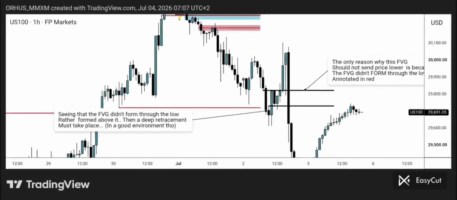Let me read it. Seeing that the fair value gap didn't form through the low, but rather formed above it, a deep retracement must take place, in a good environment, though. Yes, in a good environment, meaning environment selection. Sorry for that.